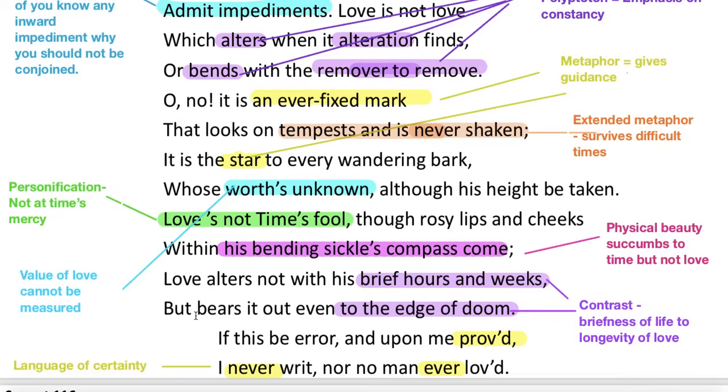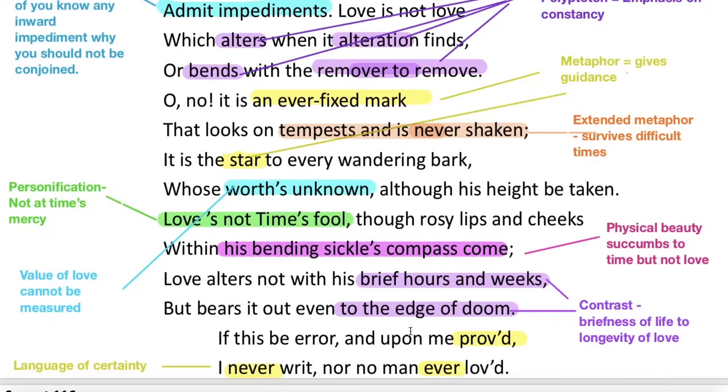And then we finally have this final rhyming couplet. If this be error and upon me proved, I never writ, nor no man ever loved. So he's saying, if I'm wrong and I'm proven wrong, well then I have never written and I have never loved.